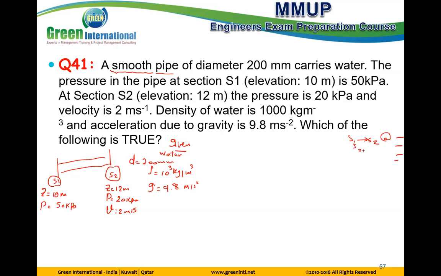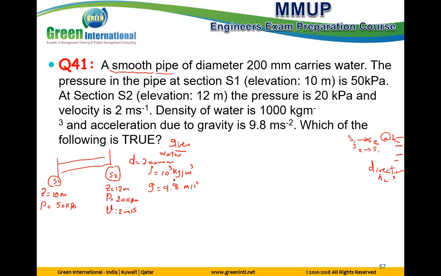Second choice from S2 to S1, another the same value. Then S1 to S2, different value, and S2 to S1, different value. Okay? It means the question is divided into two questions. First one is direction. And second one, H losses, the H losses value. Okay?